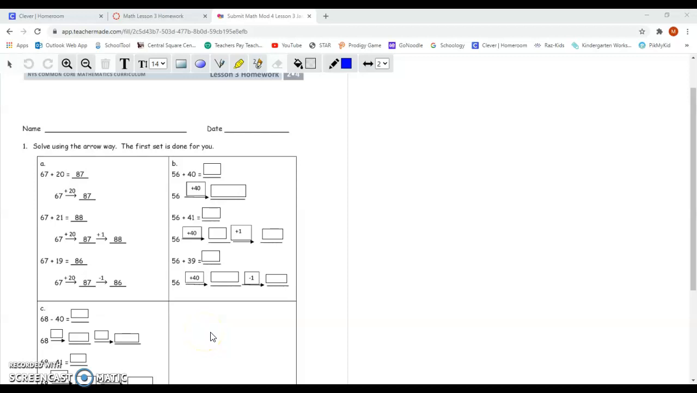Hi boys and girls. So for your homework today, what you have to do is solve using the arrow way. They did the first one for you. Just like you practiced in Zearn today, I added these in there, so you just have to type your answer in the text box.